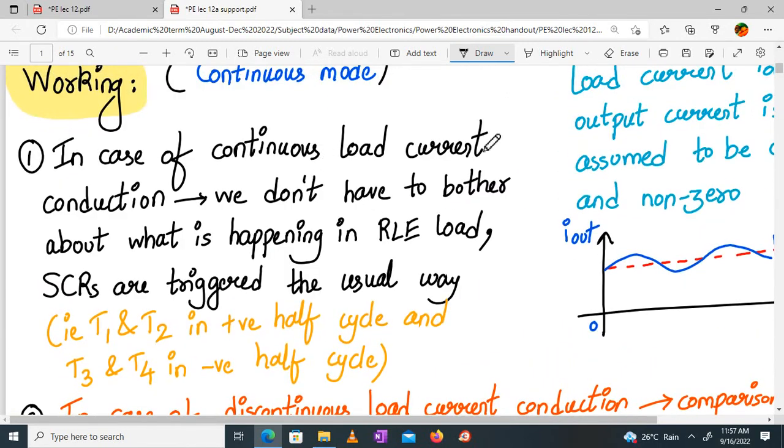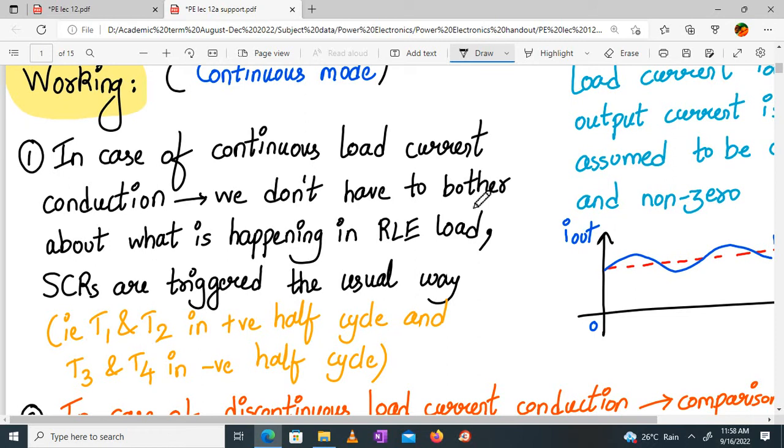In case of continuous load current, we don't have to bother about what is happening in the RLE load. This should clarify that point. मतलब RLE load हो continuous current mode में दोनों waveform same है. Your doubt will come when we discuss discontinuous. We have discussed half wave control rectifier with RLE load. उसमें voltage across the SCR was V in minus E, right? वही डाउट है ना तुम्हें? हाँ, that will RLE load in continuous mode operation, it doesn't depend upon RLE load at all.